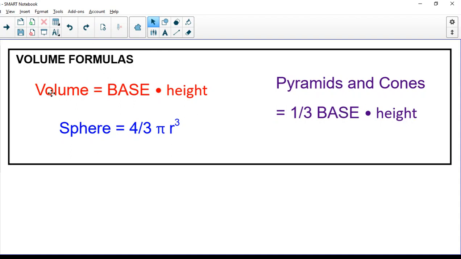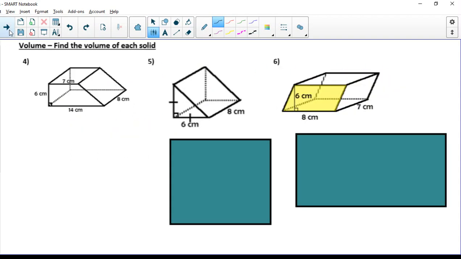The same thing for the volume of any kind of prism. I would have to calculate the base. Here I used a capital B because the base means the area of whatever shape is on the bottom, again times the height. And the sphere, of course, gets its own formula. It looks almost like the area of a circle: pi r cubed, and then times 4/3. So these are the three that we're going to use: volume of a prism, sphere, pyramids and cones.